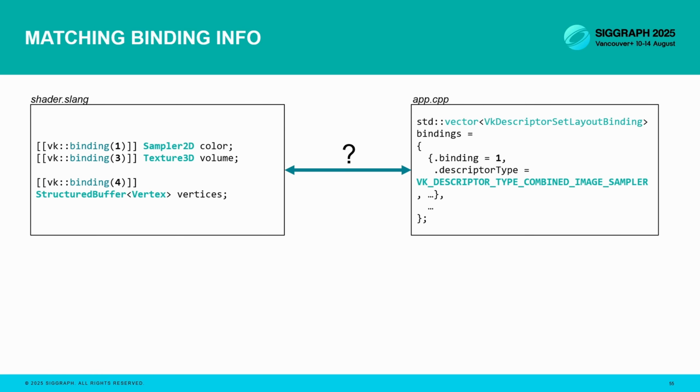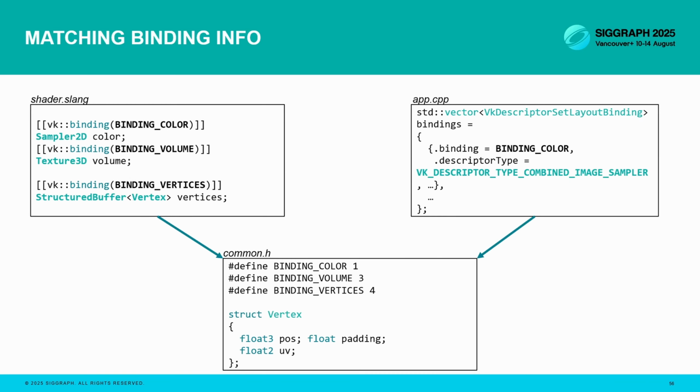Finally, the app and the shader have to agree on the binding indices and types somehow, so that the app knows how to set up rendering pipelines and update uniform buffers correctly. This is a fairly common problem. The usual solution is to add a third file that defines all the binding indices and constant buffer structures, and then to include this in both the shader and the app.